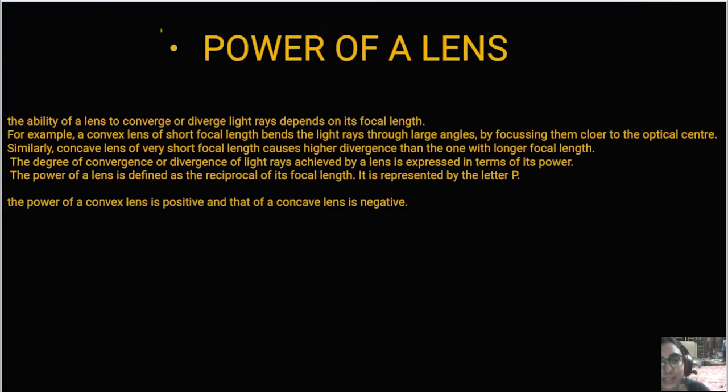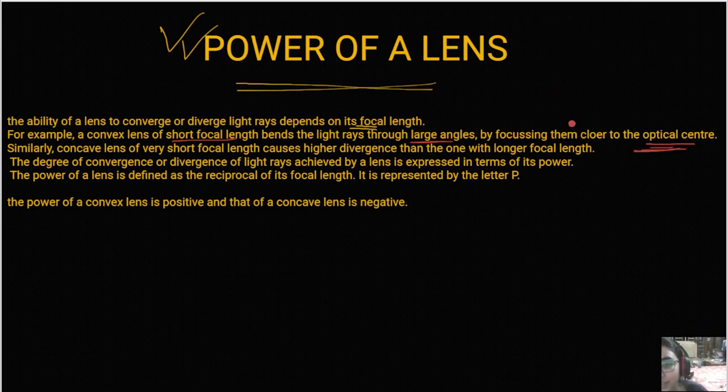Okay. Our last discussion for today is part of the lens, and then we'll be done with the lens portion of the refraction chapter. So what does it say? It says that the ability of the lens to converge or diverge light rays depends on its focal length. So now we talk about focal length in a little more detail. It basically says that a convex lens of short focal length bends the light rays through large angles. So it focuses them closer to the optical center.